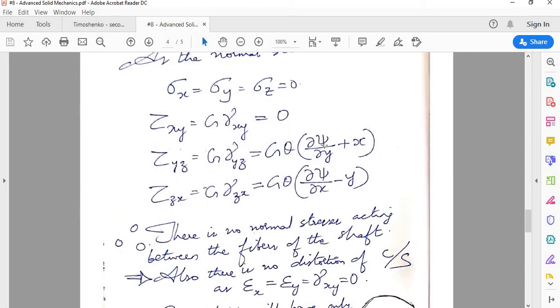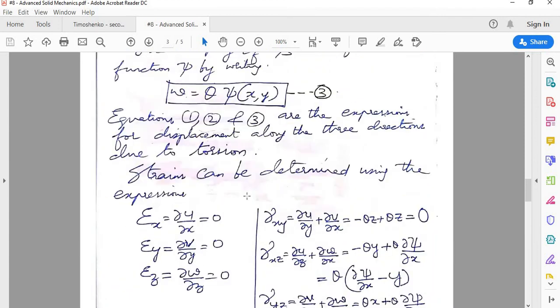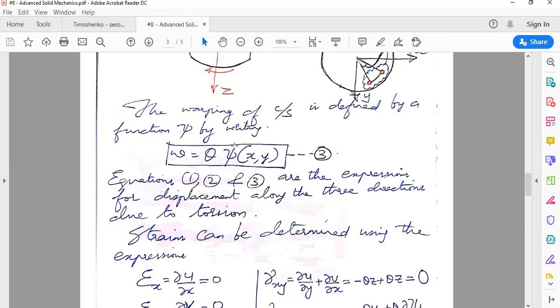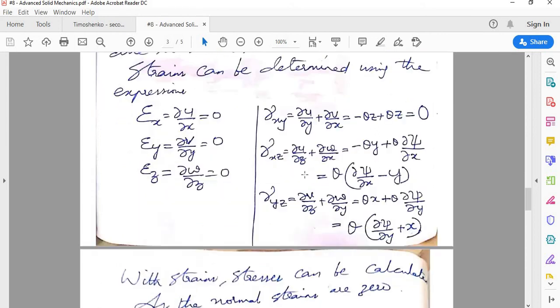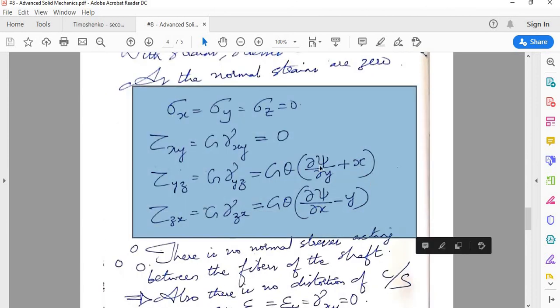Remember, this gamma is still an unknown. We don't know what gamma is yet. We have just defined it as a warping function, which is in general a function of x and y. So from these expressions for stresses, we can make some simple conclusions.